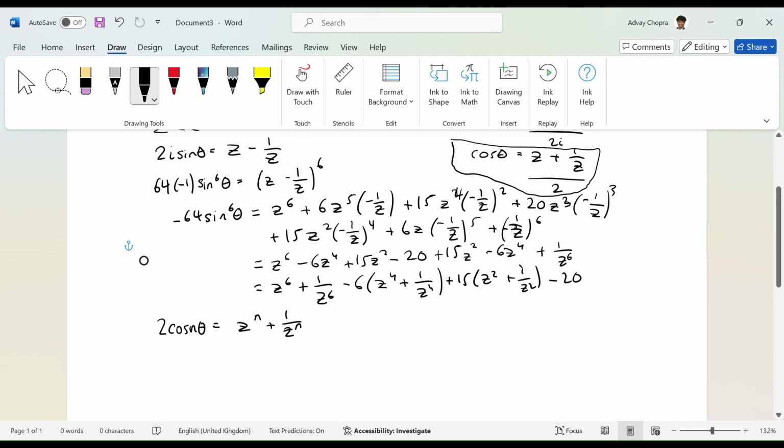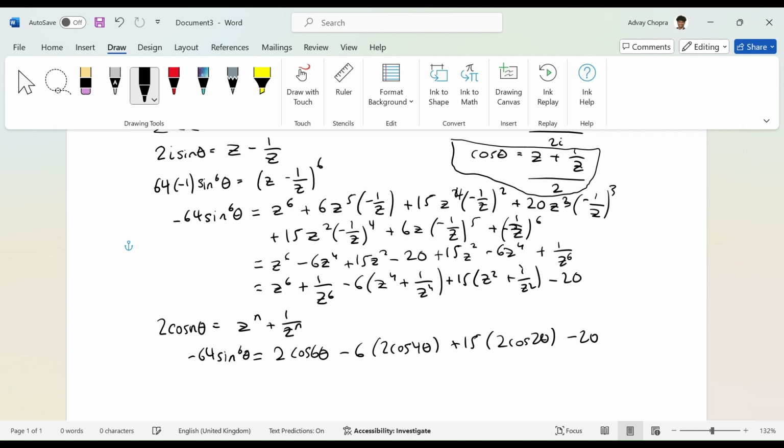So now, using this formula, we can say that z to the 6 plus 1 over z to the 6 is, if we replace n with 6, 2 cos 6 theta is equal to z to the 6 plus 1 over z to the 6. So we can just put in here 2 cos 6 theta. Then for the next one, we put minus 6, 2 cos 4 theta, plus 15, 2 cos 2 theta, and the last one's just minus 20. And this is all equal to minus 64 sine to the 6 theta, as we wrote before.